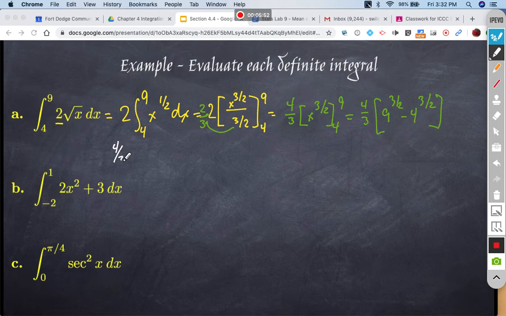So what do we get? 4/3 times the square root of 9, which is 3 cubed, is 27. The square root of 4 is 2, cubed is 8. So I get 4/3 times 19, which is going to give me 76 over 3, which is approximately 25.3, if you like to have it as a decimal instead of a fraction.